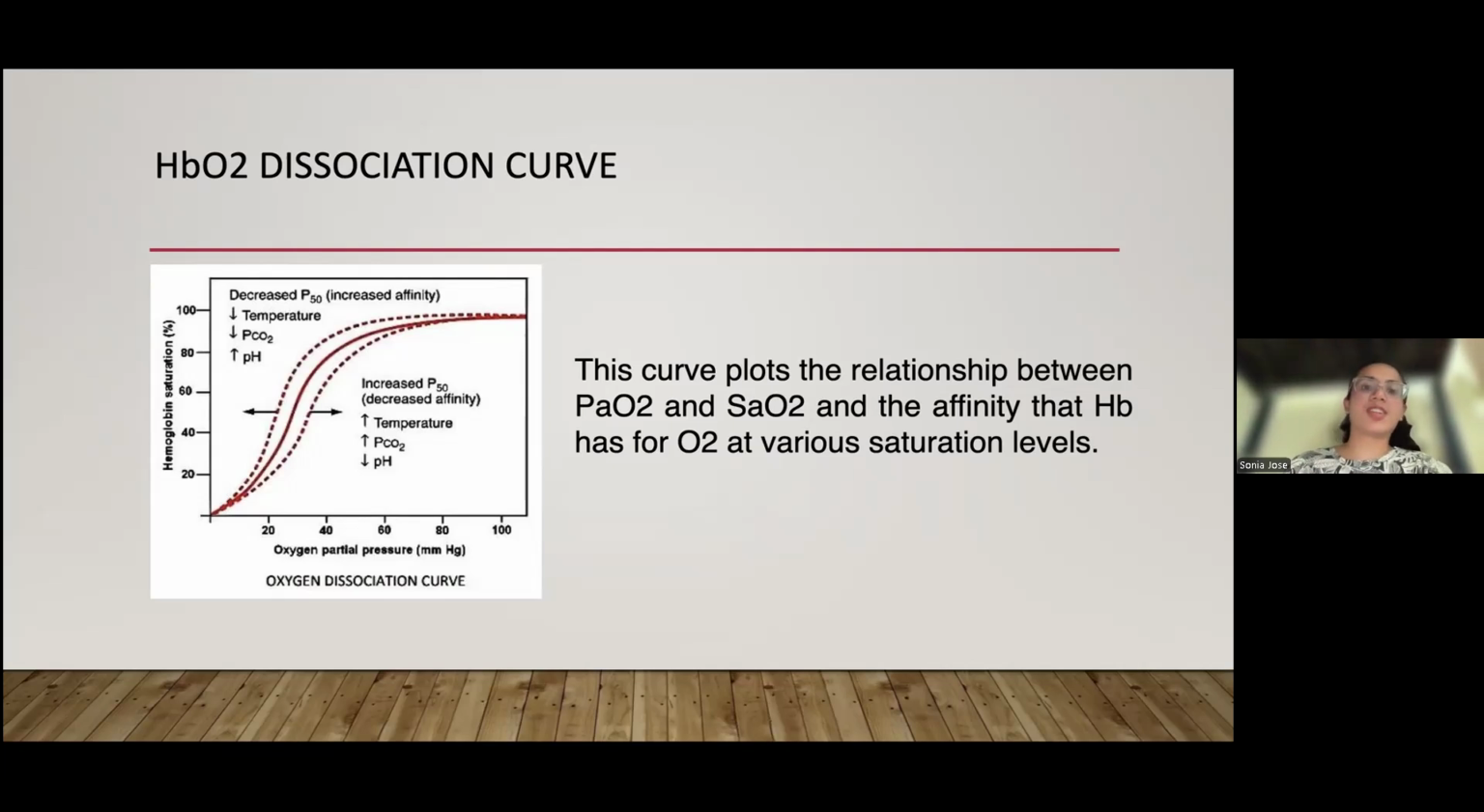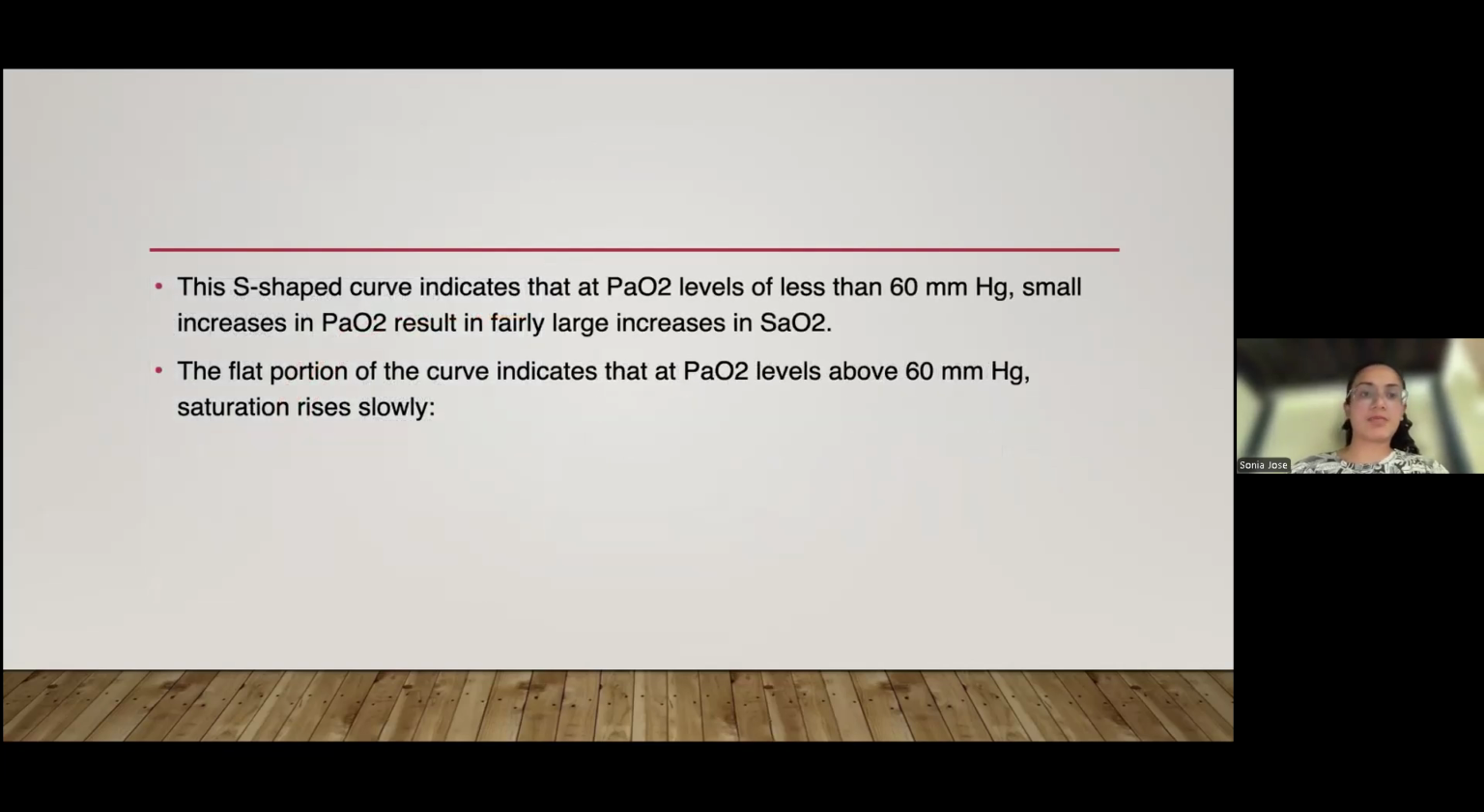Next is the HbO2 dissociation curve. We all have studied this in our first year physiology classes, so I hope you all know the HbO2 dissociation curve. This curve plots the relationship between PaO2 and SaO2 and the affinity that Hb has for O2 at various saturation levels. This is an S-shaped or sigmoid curve that indicates that at PaO2 levels of less than 60 mmHg, a small increase in PaO2 results in fairly large increases in SaO2.